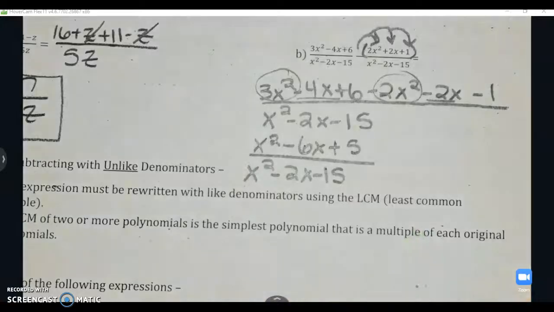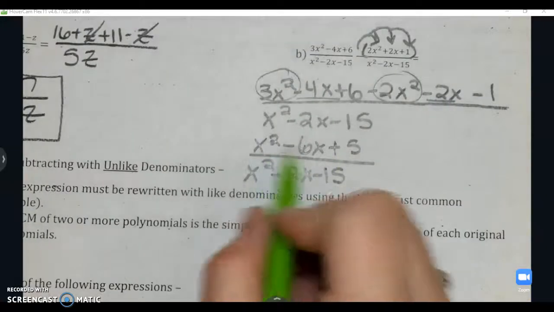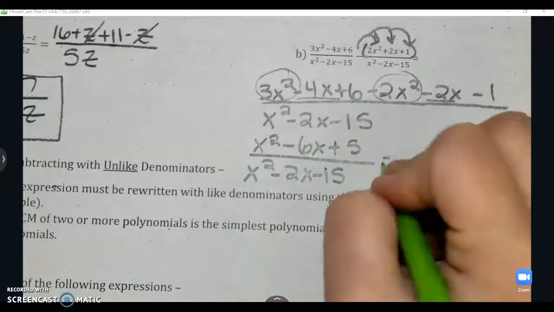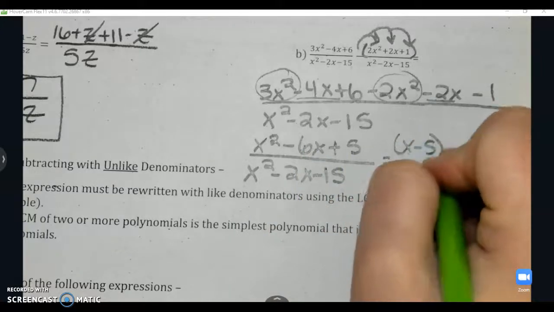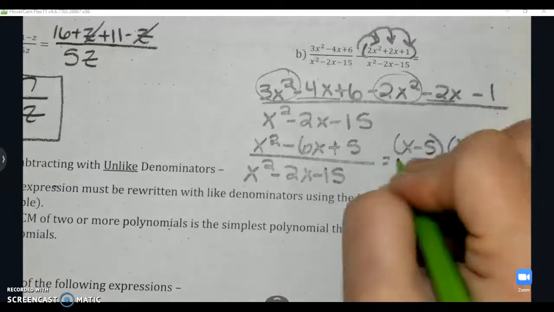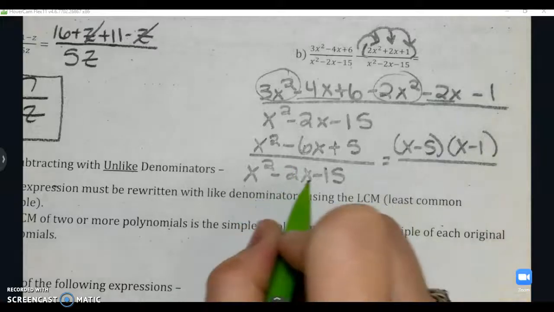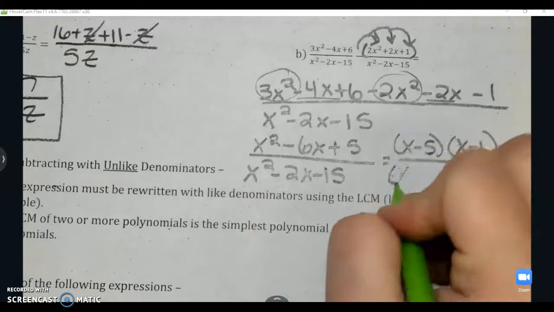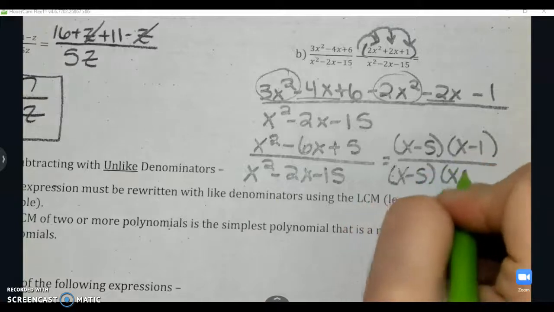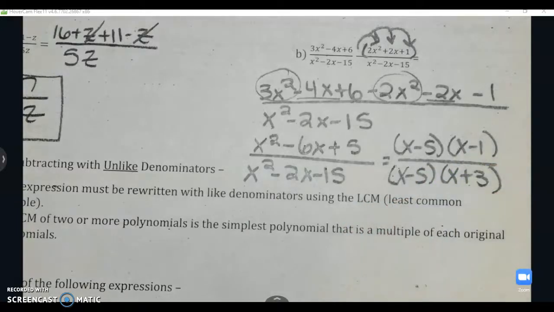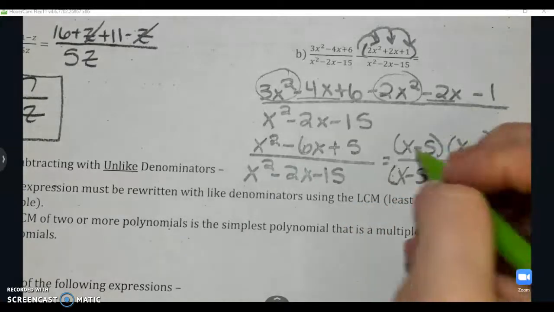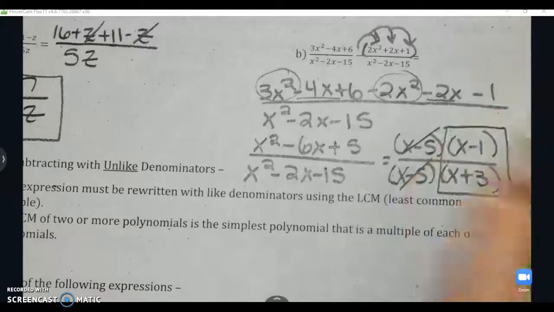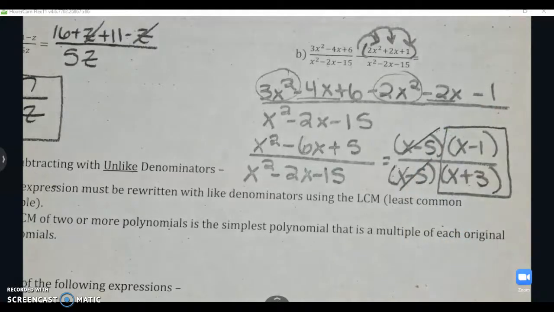Now, let's see if we can simplify this further. Can I factor the top? Are there factors of 5 that add to negative 6? Yes. That's going to be negative 5 and negative 1. Now what about the bottom? Are there factors of negative 15 that add to negative 2? Yes. That's negative 5 and positive 3. So I factored. I have a common factor that I can cancel. So x minus 1 over x plus 3 is our final simplified answer.